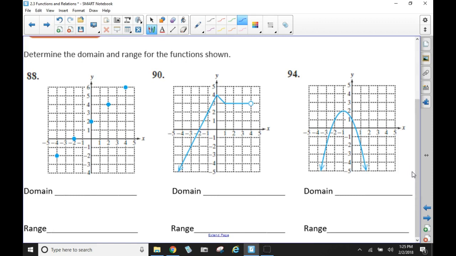These are all functions. They pass the vertical line test. Now we can discuss the domain and the range. The domain is the set of all x values. So we have an x value of -4, of -2, of 0, of 2, and of 4. All right? That would be the set of all the x values.